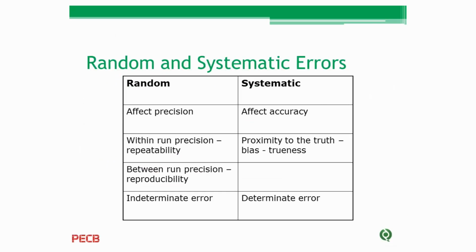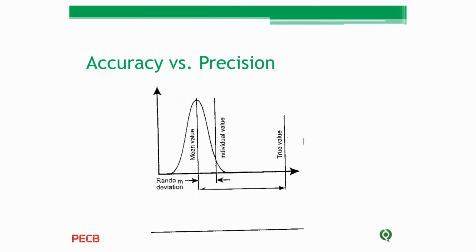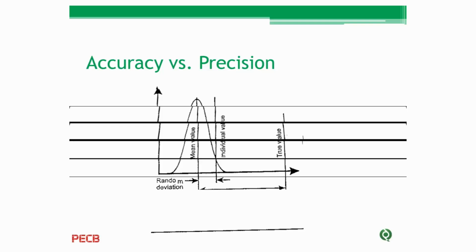Okay, let's summarize the random and systematic errors. Random errors affect our precision. We can check it under reproducibility or repeatability conditions, or intermediate precision. And systematic error affects the accuracy of the laboratory, and we would like to see how close the results are to the true value. Okay, here is another slide to see graphically what the difference is between accuracy and precision.